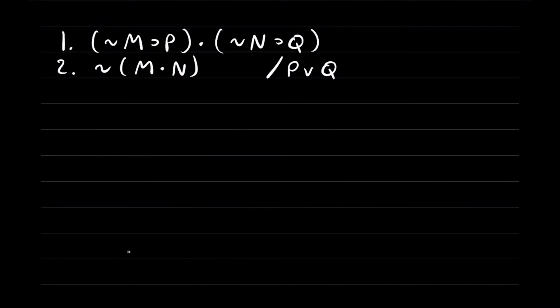Okay, so in this proof, you're given 2 premises. Premise 1: not P implies M, and not N implies Q. Number 2, the second premise is it's not the case that M and N, negation of M and N, and we're trying to show P or Q. So like all proofs, when we get P or Q on its own line, we are done with this proof, and we'll have shown that this conclusion follows from those premises.